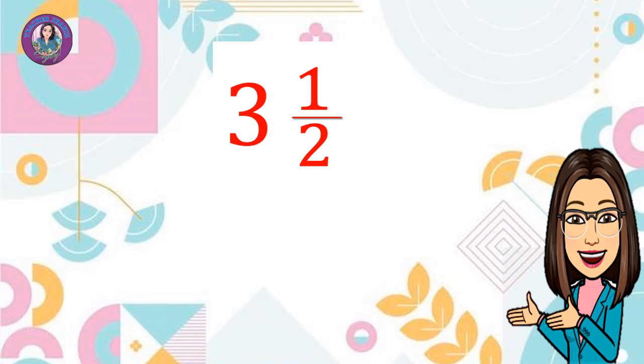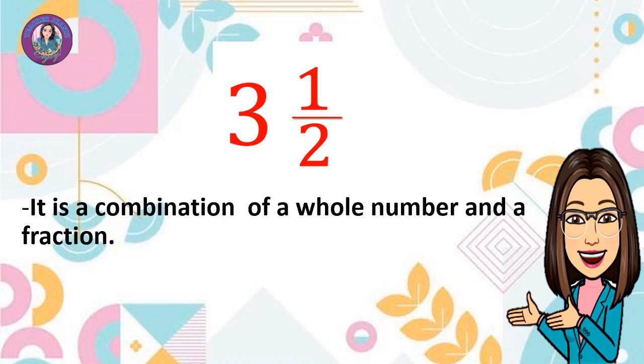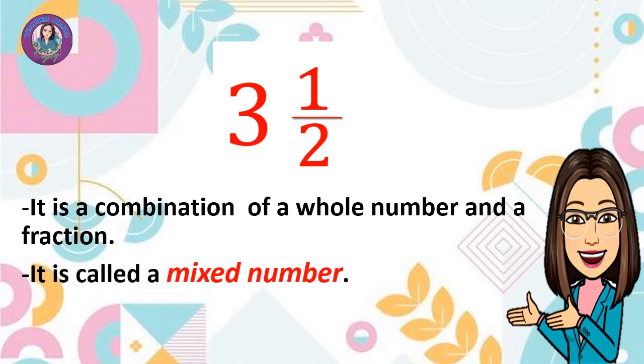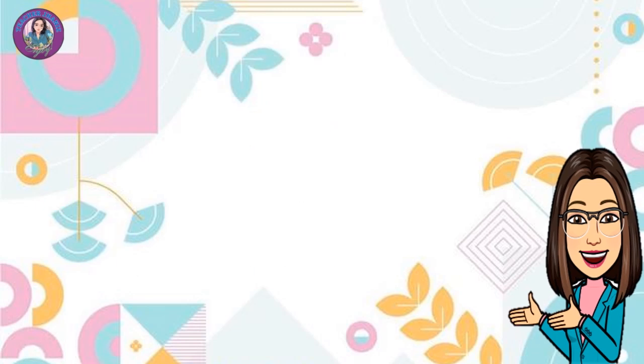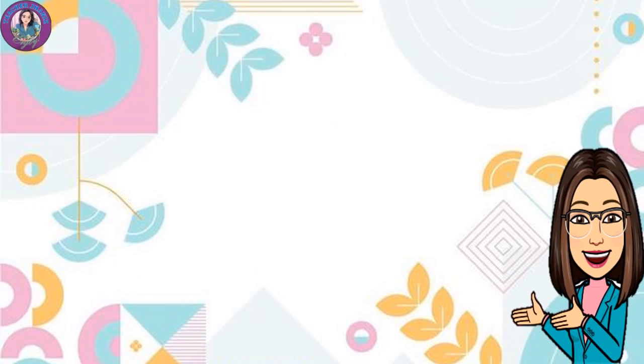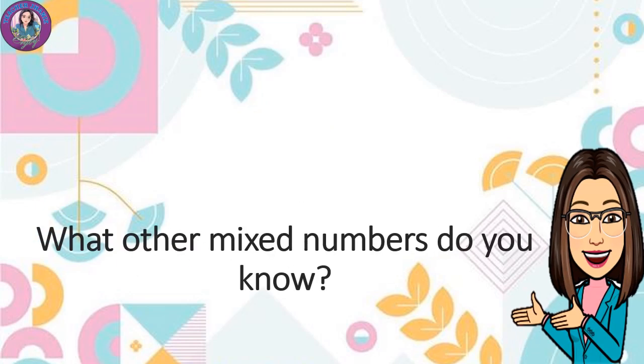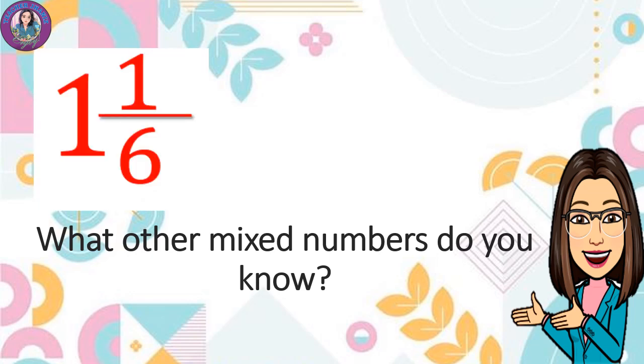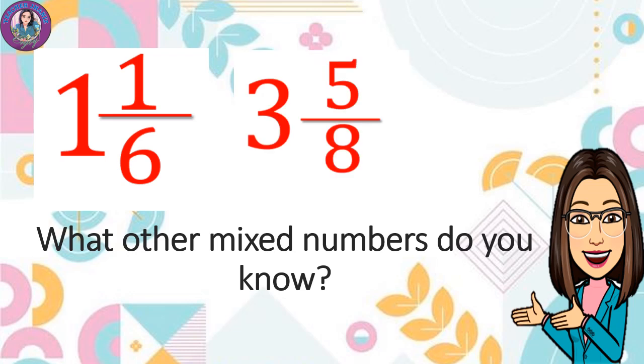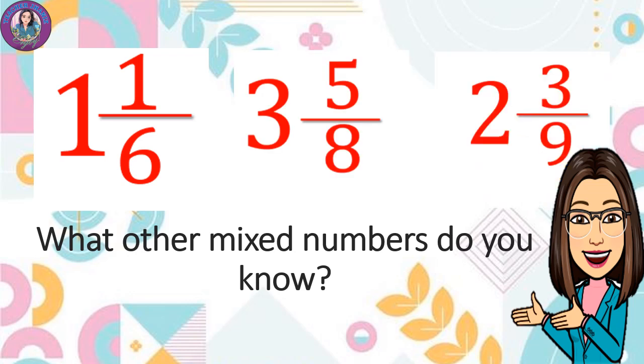Three and 1/2. It is a combination of a whole number and a fraction. It is called a mixed number. What other mixed numbers do you know? 1 and 1/6. 3 and 5/8. 2 and 3/9. Very good. These are all mixed numbers.